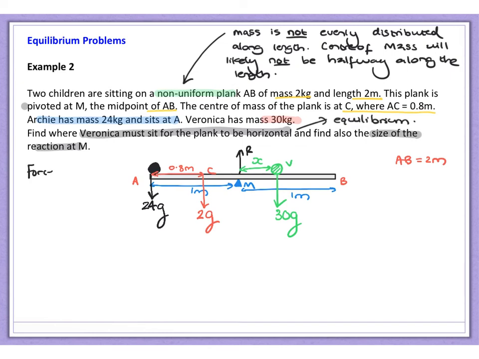So, remember what we did last time? We looked at balancing forces. So, forces acting upwards, we have R. That is the only upwards vertical force. And we know that that has got to be balanced by 24g, 2g, and 30g acting downwards. So we've solved the second part of the question here. So the reaction at M is equal to 764.4 newtons when we balance forces in the vertical direction. So one part of the question already answered.